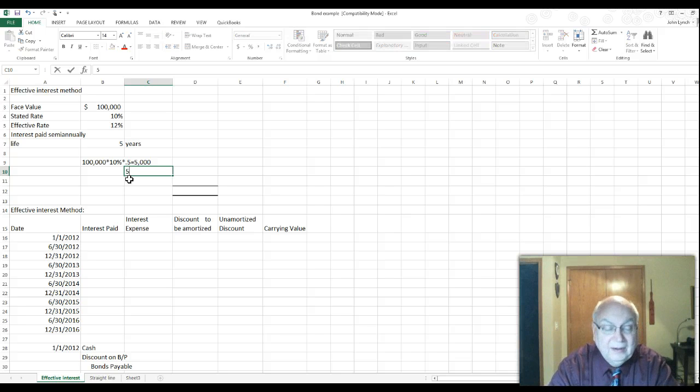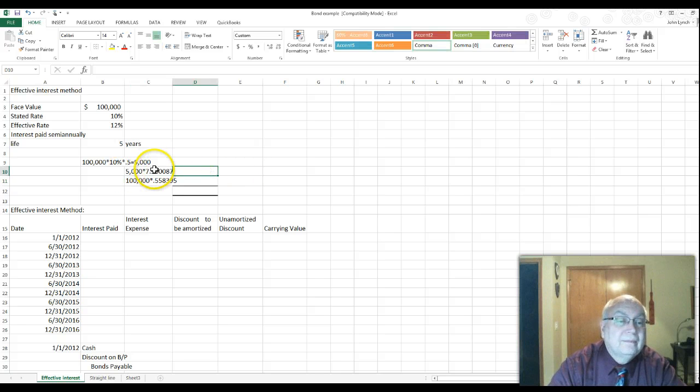Then we'll go to the present value tables. This is the present value of an annuity because you get that every 6 months. Remember, we use the effective rate, the 12%, but we divide it by 2, so we want 6% for 10 pay periods. You'll see that's 7.360087. The 100,000 is times the present value of a single payment, which is table 2, and that would be 0.558395.